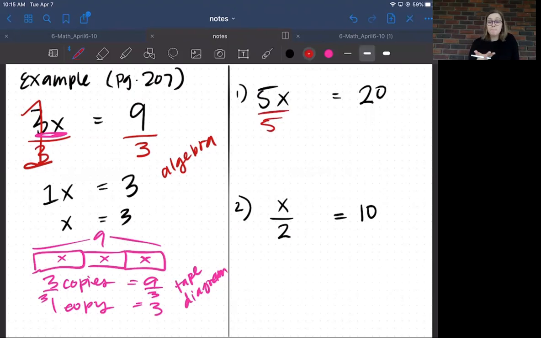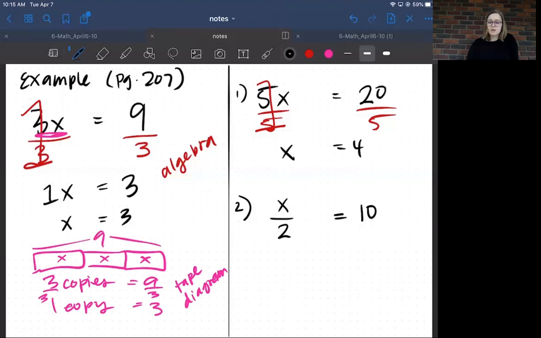In order to keep them balanced and to isolate the variable, I need to divide both sides by 5. 5 divided by 5, that makes a 1, right? So this is 1x, or just x. Then on the other side, 20 divided by 5 is 4. So my solution is x equals 4.